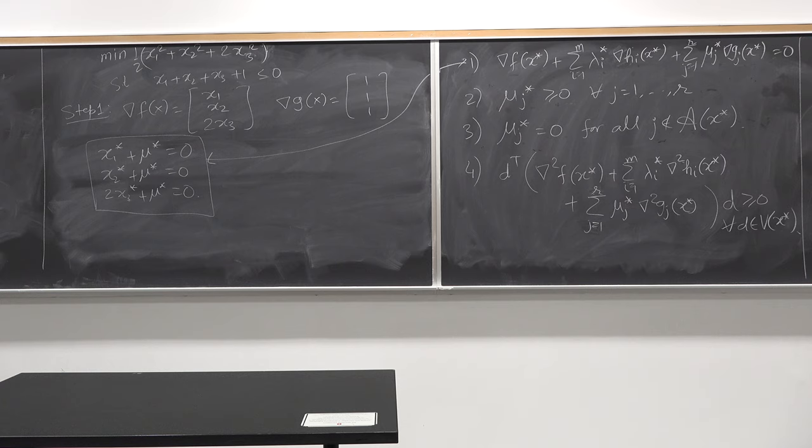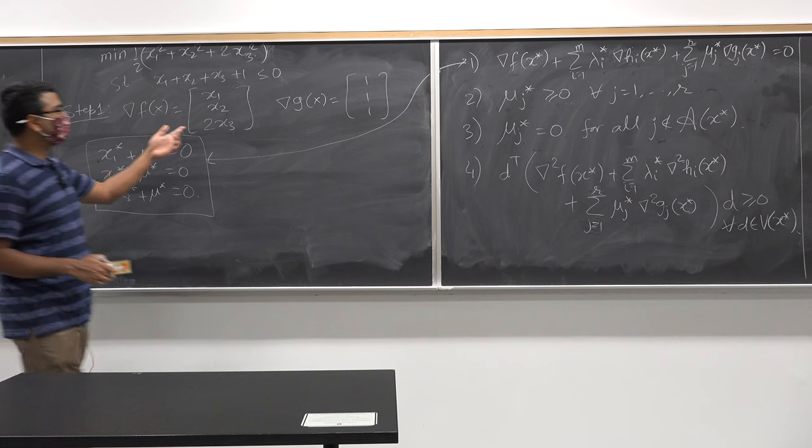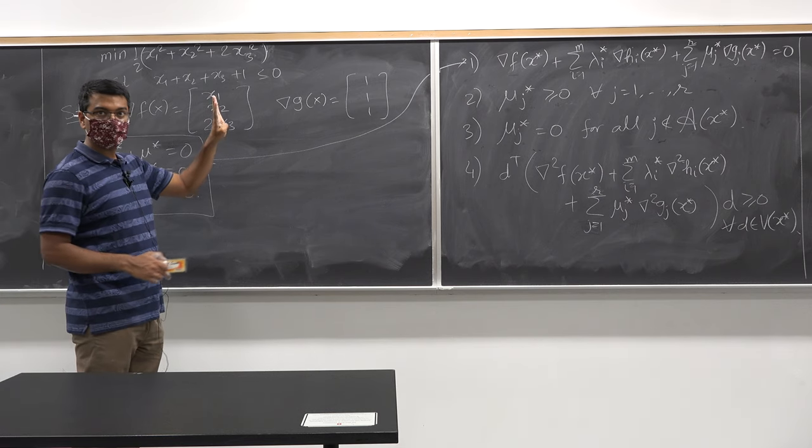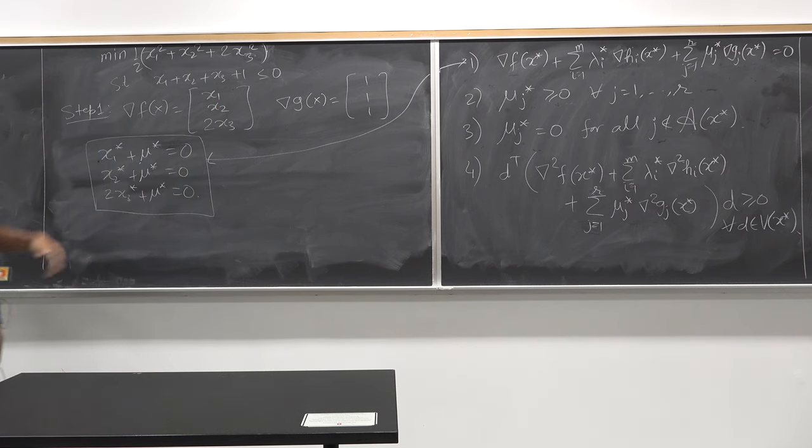Okay. So I have three equations, but I have four unknowns, x1, x2, x3, and mu star. I have four unknowns. Now what should I do? Remember, in the other case, we had done h of x equal to 0. That was the fourth equation, and we could solve.